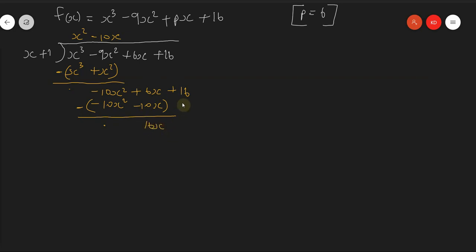And of course we just use arrows there. Now we just bring down our 16.